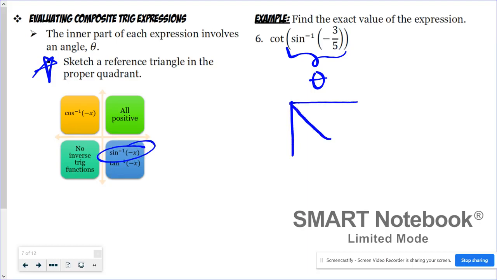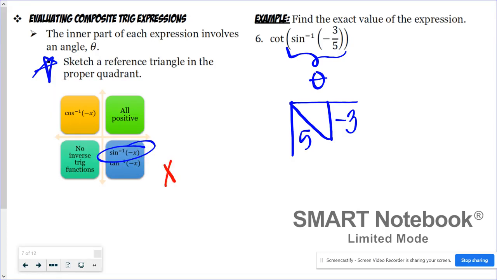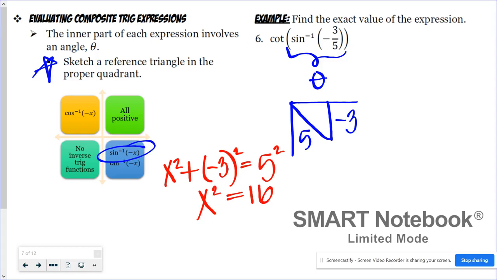So I'm going to draw quadrant 4 and label my sides. I know sine is the opposite over the hypotenuse. The opposite is -3 and the hypotenuse is 5. Then I'm going to use my good old Pythagorean theorem to figure out x. x squared plus -3 squared is 5 squared. I do all this math and ultimately discover that x is 4. So now all 3 sides of my reference triangle are represented.